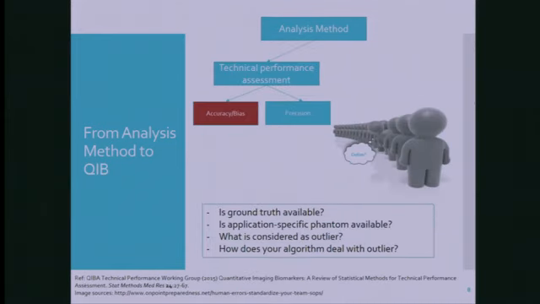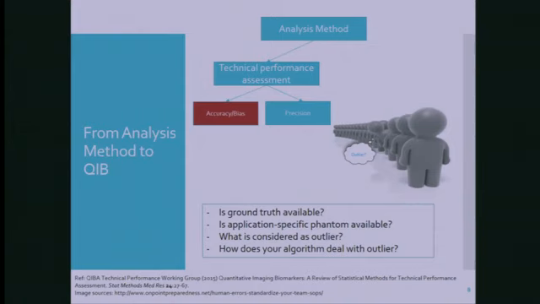First of all, it's important to look into the technical performance assessments. One thing to look at is accuracy and bias. In some cases, you might have the ground truth. If we go back to the oncology example, you might have a tumor that has already been contoured by the radiologist, so you can compare your analysis method with that. Also, how does your method compare with others? Do you have any additional information? And also, whether there's any application-specific phantom available that you can use to verify your results.